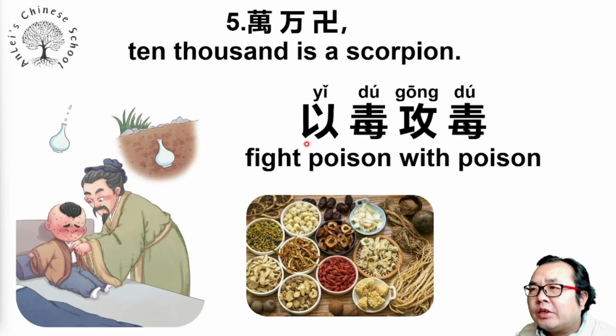In China, there's the idiom 以毒攻毒, fight poison with poison. It's also a theory of traditional Chinese medicine. In China, we say 是药三分毒. As long as it's medicine, 30% is poisonous. It doesn't matter traditional Chinese medicine or Western medicine, all medicine are poisonous. I will tell you a story of a traditional Chinese medicine fighting poison with poison.